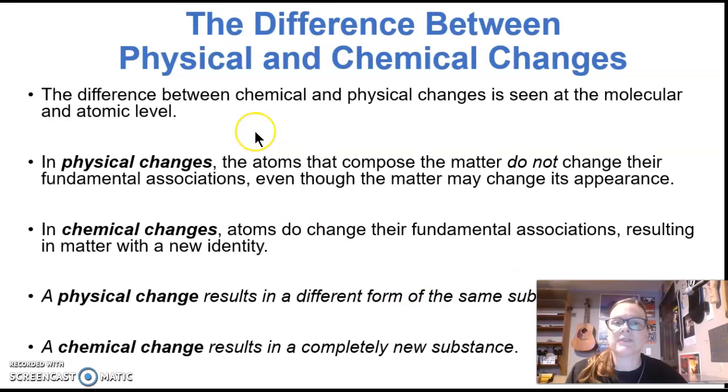The difference between physical and chemical changes, just to sum it up. In a physical change, the atoms that compose the matter do not change their fundamental association, even though the matter may change in appearance. In a chemical change, atoms do change their fundamental associations, resulting in new matter. So in a chemical change, the starting substance is destroyed and a new substance is formed.